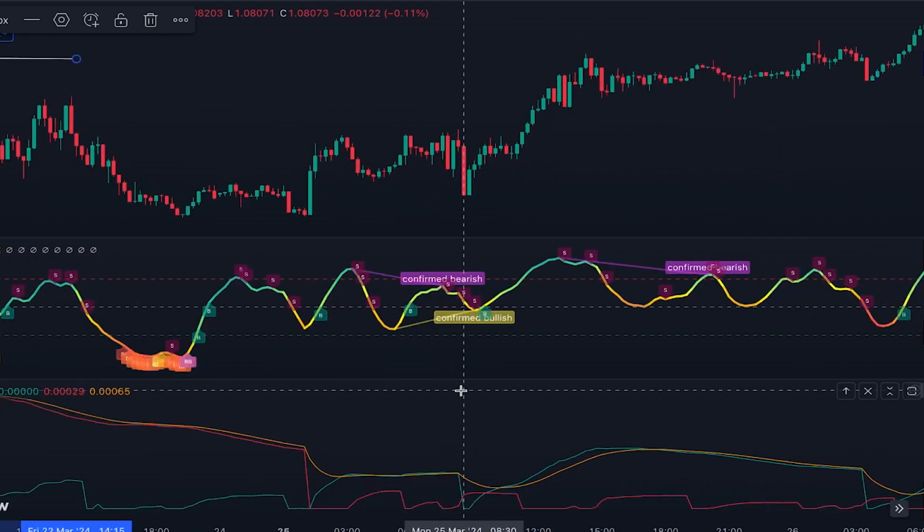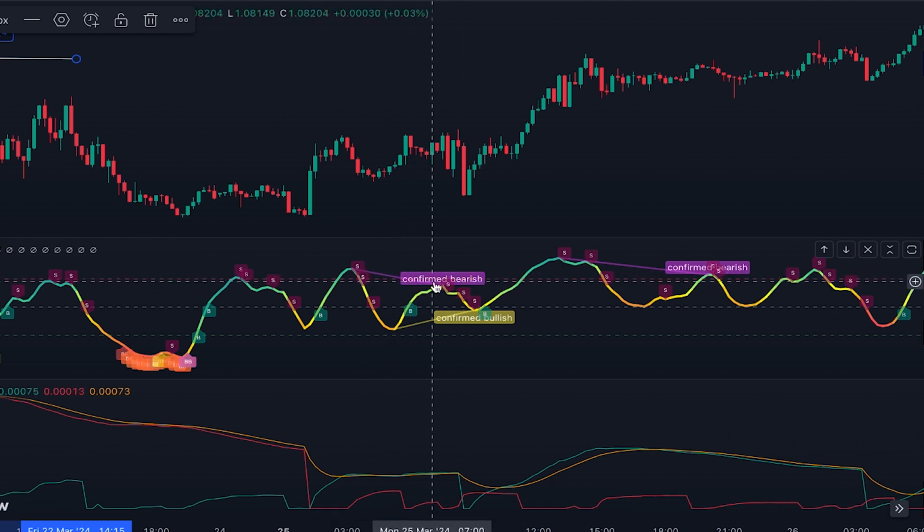Alright, moving on the chart, here first we got a confirmed bearish signal, but before having red line crossing above the orange line, we got also a confirmed bullish signal.